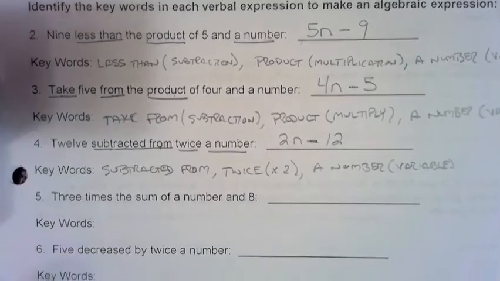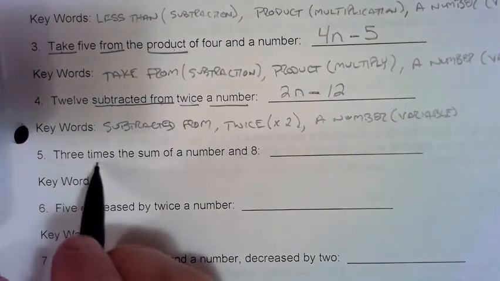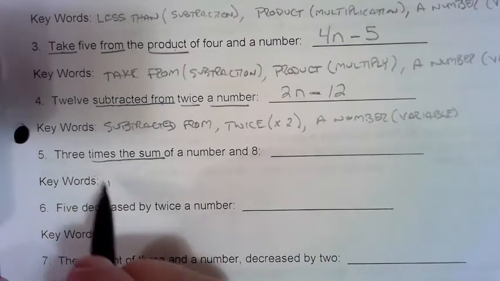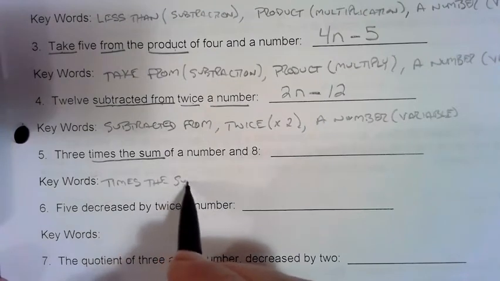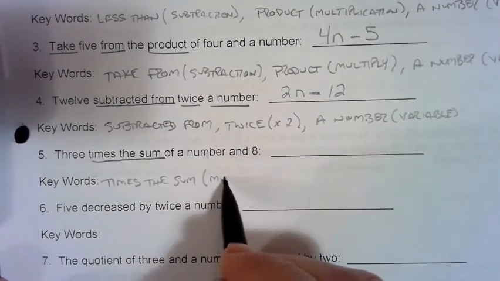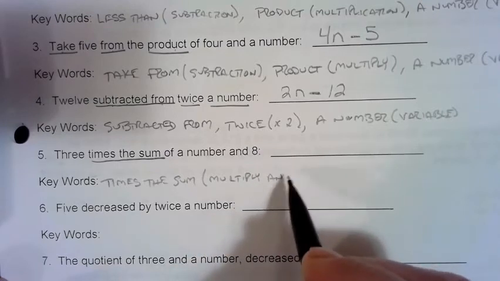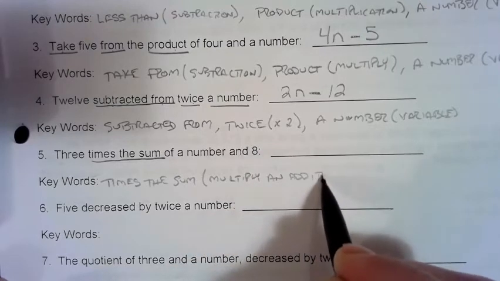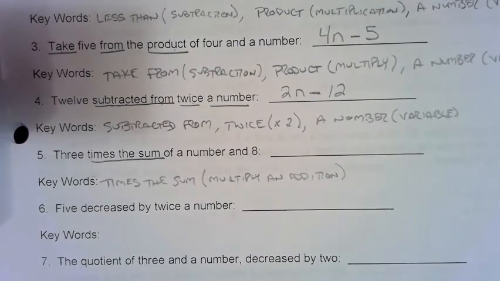Example 5, 3 times the sum of a number and 8. All right, 3 times the sum. I'm going to have to multiply an addition problem, which means I'm going to have to take my addition problem and put it in parentheses so that I can multiply the entire sum by the value.